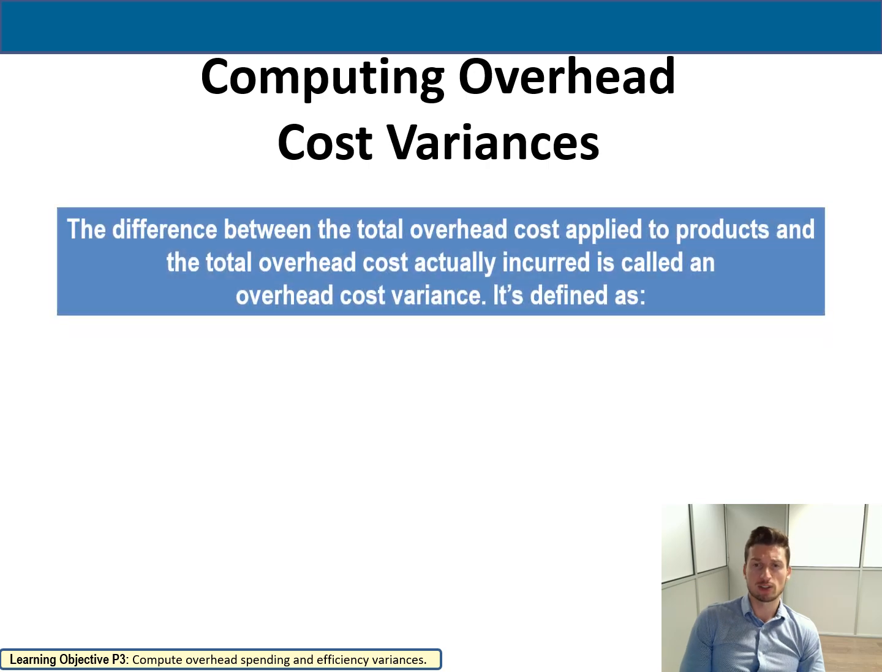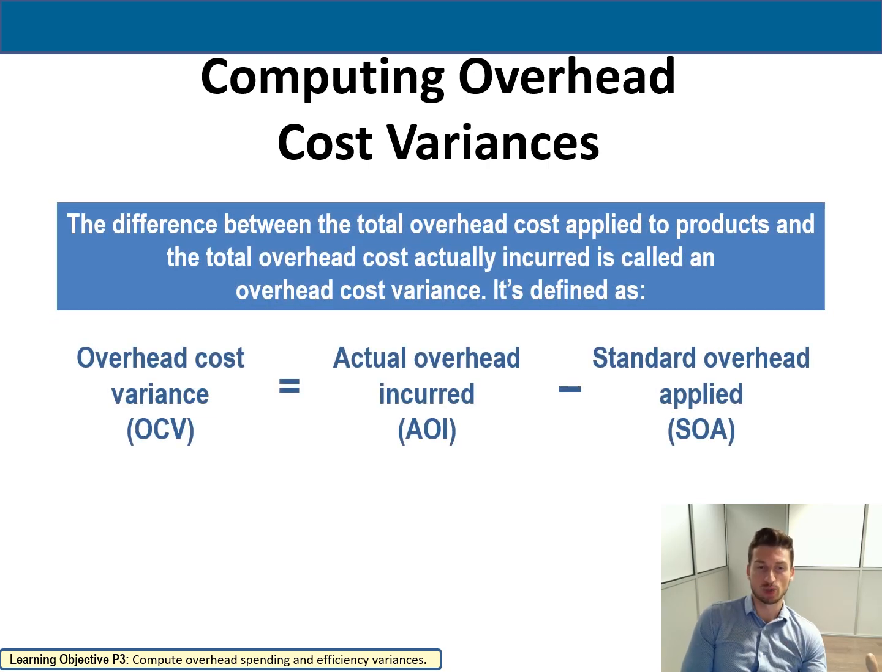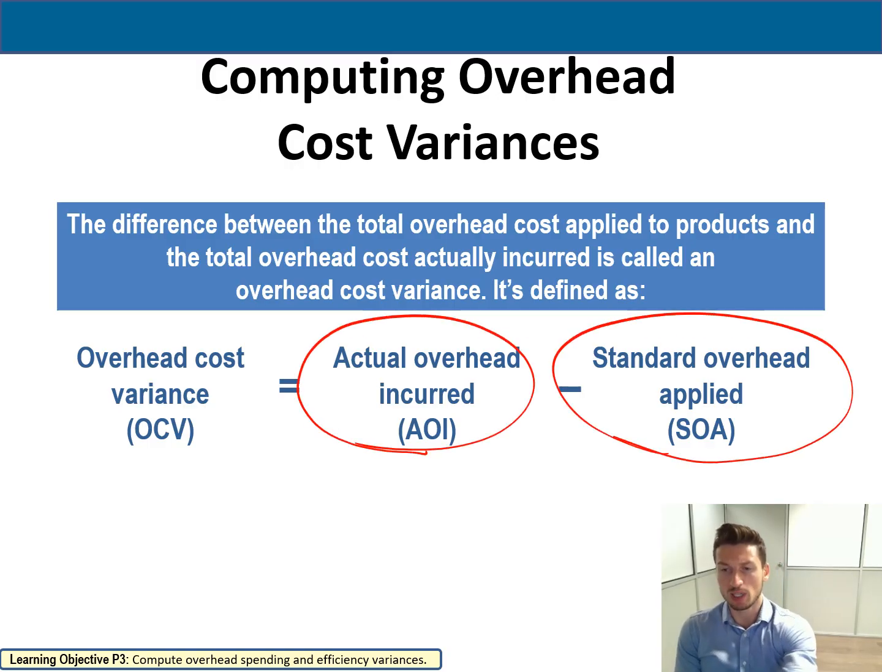Overhead variance is calculated the following way. Total overhead cost variance equals actual overhead incurred minus standard overhead applied. So if my actual overhead was, for example, 1,000 and my standard overhead was 400, my overhead variance will be 600. So the difference between the actual overhead which was incurred and the standard overhead which was applied will give you the total overhead cost variance.